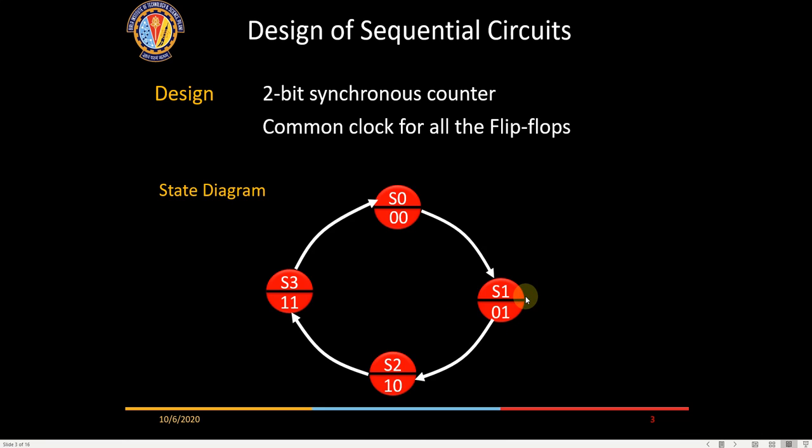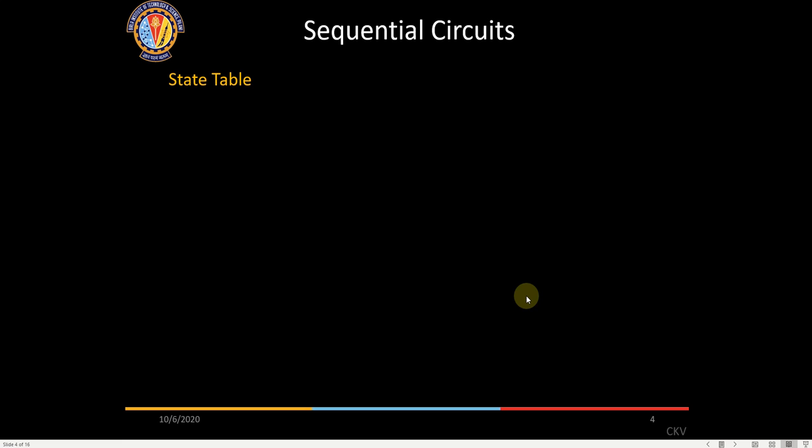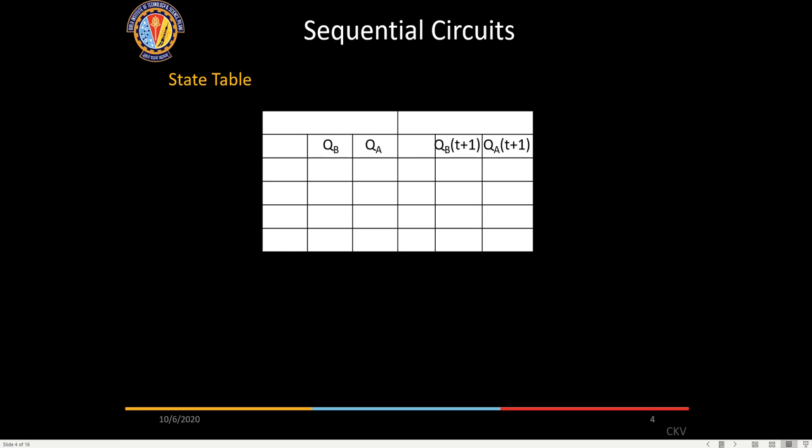Okay, so now once we know this, from there we need to make the state table. What is the state table? 0 0 is the present state, and the next state has to be 0 1. And if it is 0 1, the next state will be 1 0. Then if it is 1 0, the next state will be 1 1. And if it is 1 1, the next state will be 0 0. Right? So this is known as the state table. Is it okay? What is the state table?